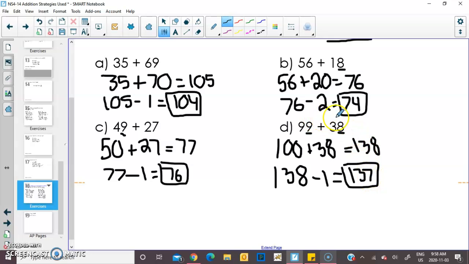Now, you could have also rounded up the 38. It would have just been 99 plus 40, okay? And then you would have subtracted 2 from that answer.